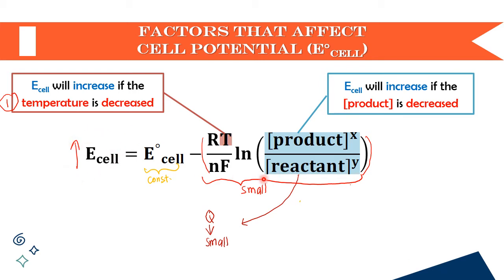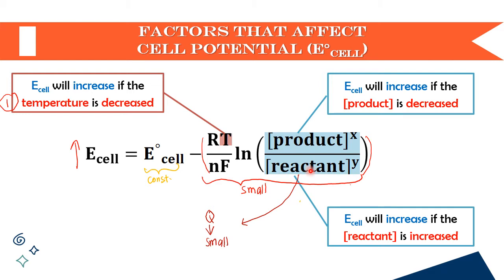And then the same thing, to get a small value of Q over here, what we can do is increase the concentration of reactant, meaning have a high concentration of reactant. Once we have a high concentration of reactant, the overall value of Q will be small, so the overall E cell will increase. So these are your factors.